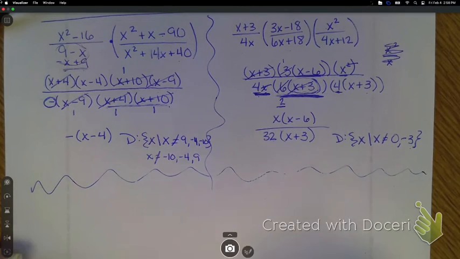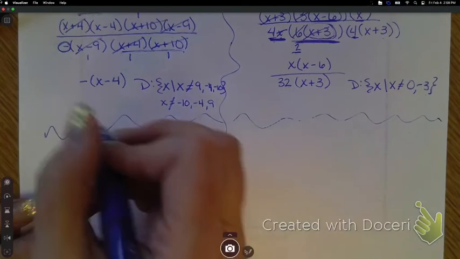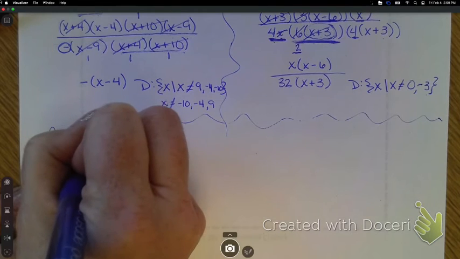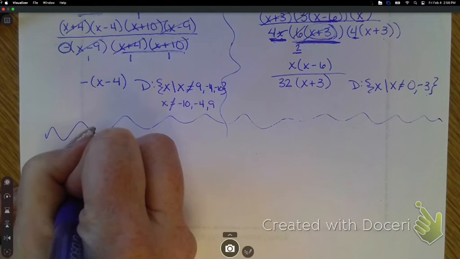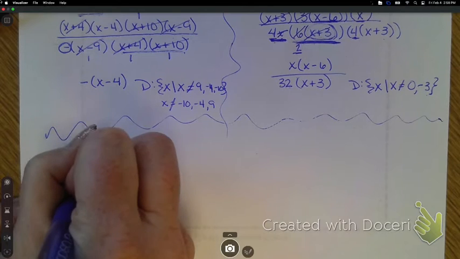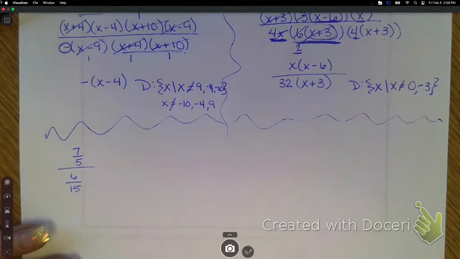Okay, so now we got to do division. So I got to ask you, if I have 7/5 divided by 6/15, how do I divide fractions?